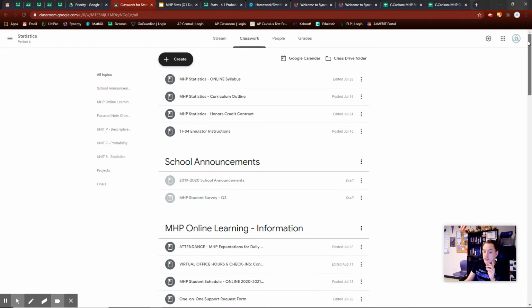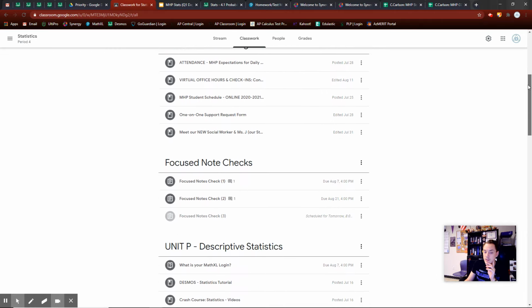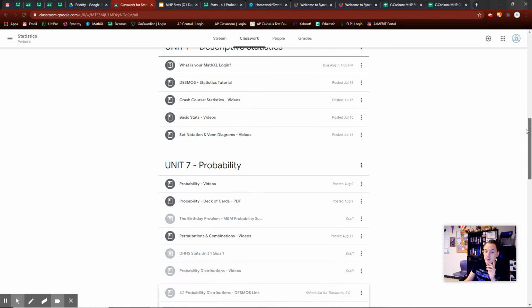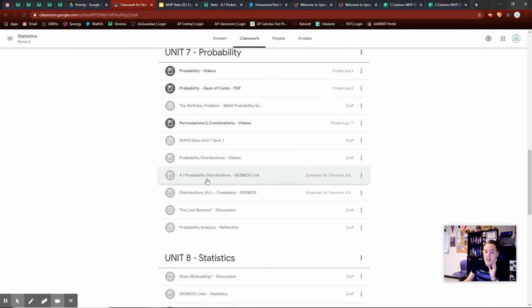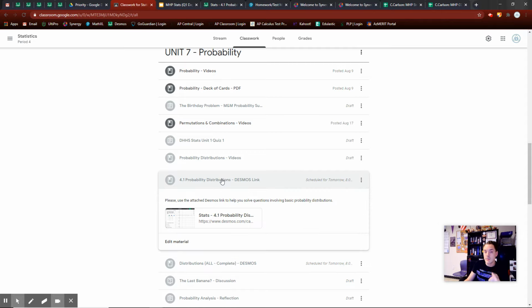So you should see this. You're going to scroll down until you get to probability. And you're going to see something that says 4.1 probability distributions Desmos link. What you're going to do now is click on this.